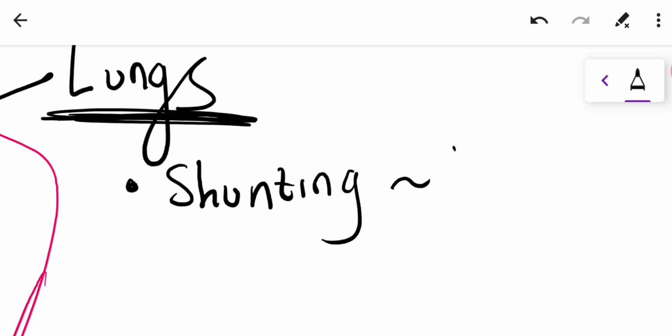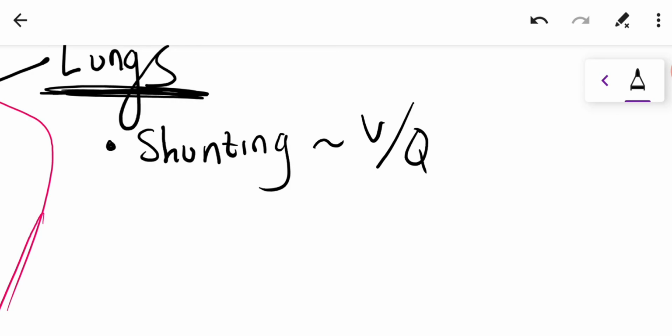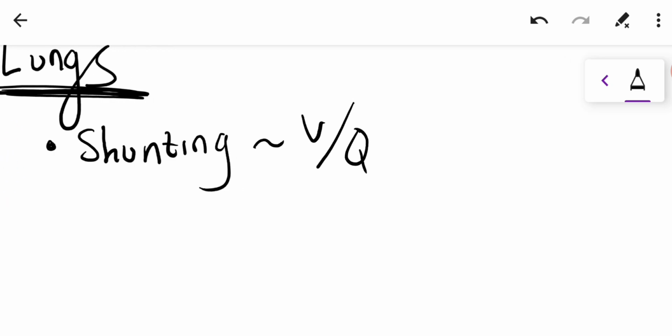So this is related to a VQ mismatch. If some alveoli were damaged, the lungs can shunt blood to working alveoli instead of damaged alveoli. They can shift it to working alveoli. So then we can have the normal supply or a normal VQ balance. Okay, so this is seen in emphysema.